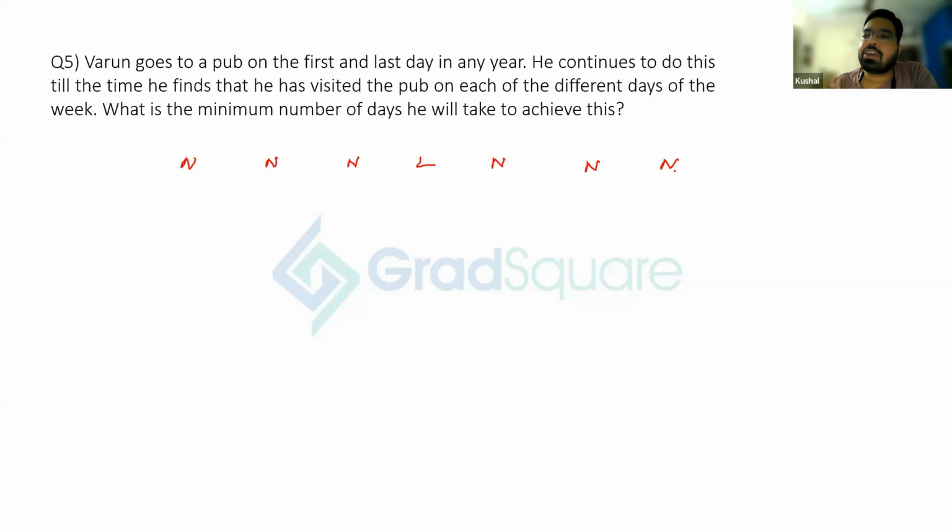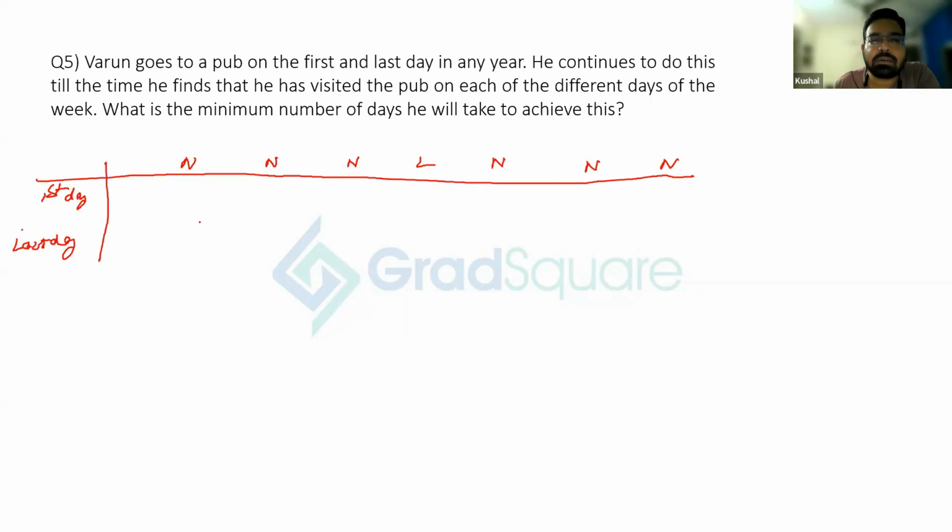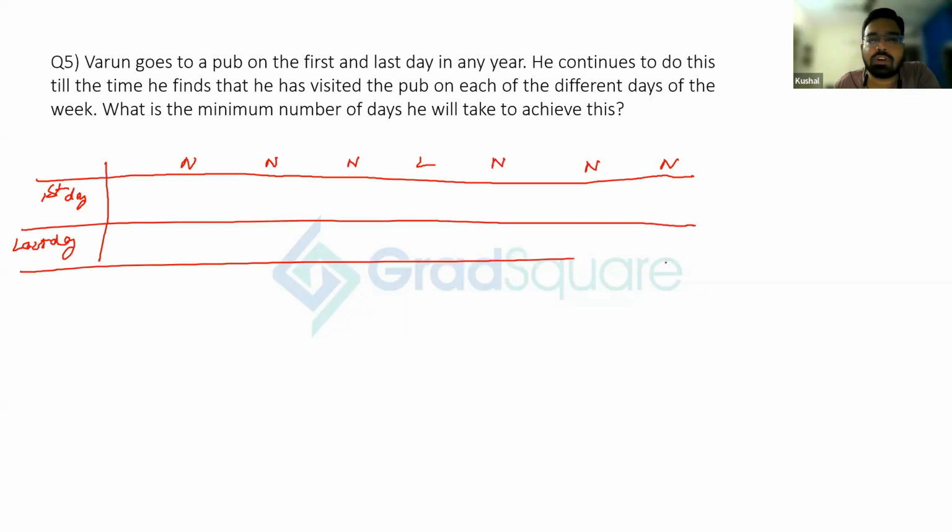Correct? Now, we all know that a non-leap year will start on the same day and end on the same day. I repeat, the non-leap year will start on the same day and the last day will also be the same day. So I'm looking at the first day and I'm looking at the last day. Clear? That's what we are trying to look at. Suppose the first day is Monday, then the last day will also be Monday.